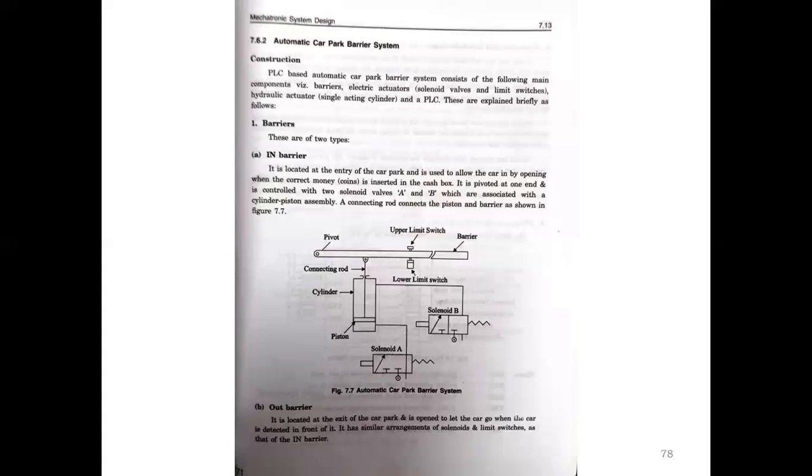So that is in the figure. They have cylinders, pistons, solenoid valve A and solenoid valve B, and the upper limit switch, and the barrier and pivot connections are fixed in this arrangement. The out barrier is located at the exit of the car park and is opened to let the car go when the car is detected in front of it. It has a similar arrangement of solenoids and limit switches as the in barrier.